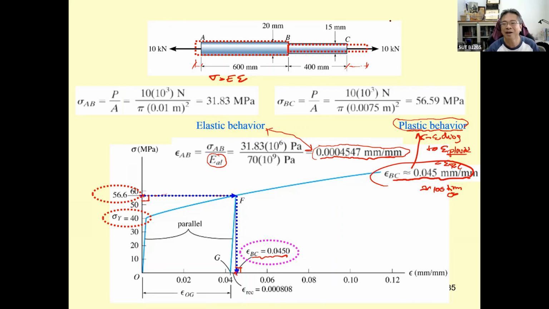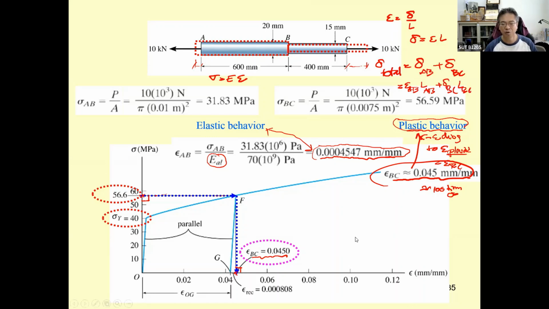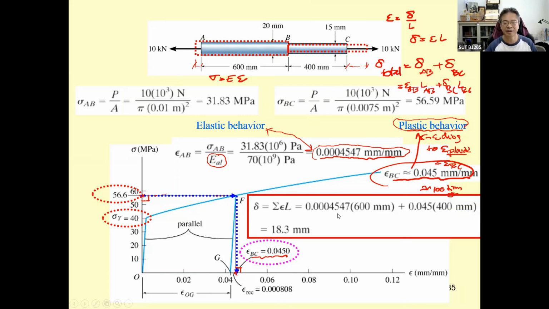And then we have the strain equal to deformation over L, so the deformation is going to be strain times L. The total deformation is going to be the deformation AB plus the deformation BC, or strain sub AB times L sub AB plus strain sub BC times L sub BC. You put it into this equation, with L sub AB 600 and L sub BC 400.